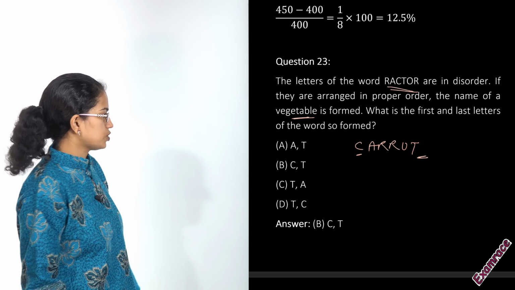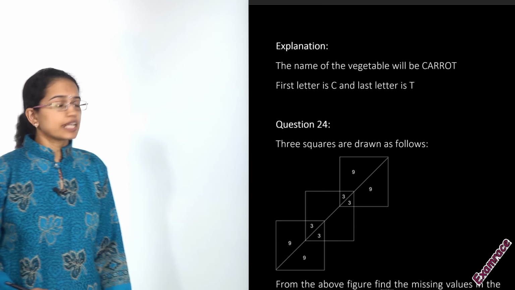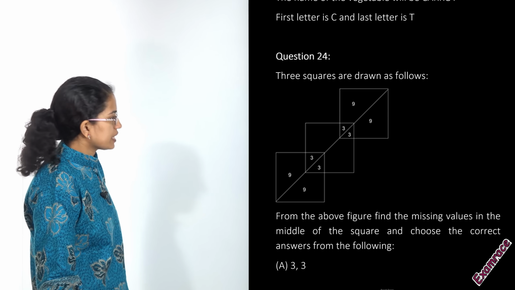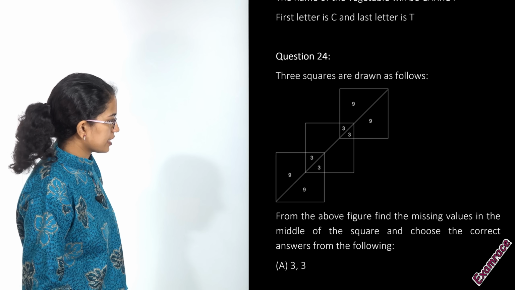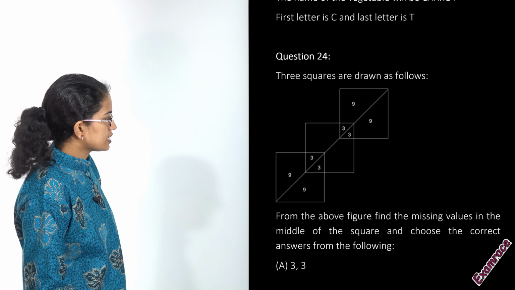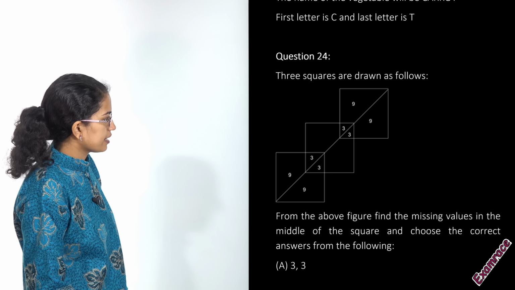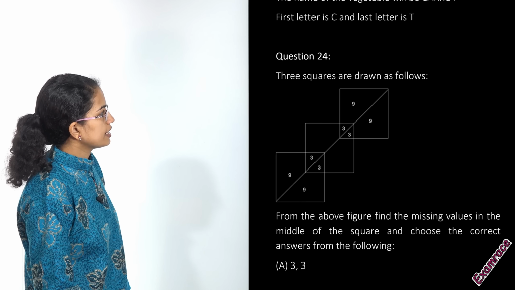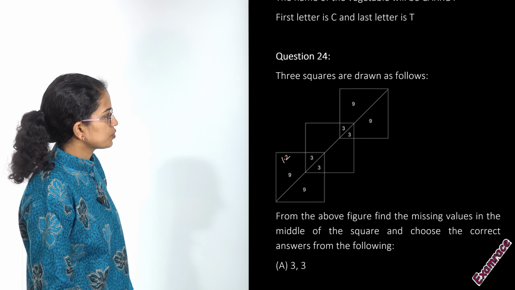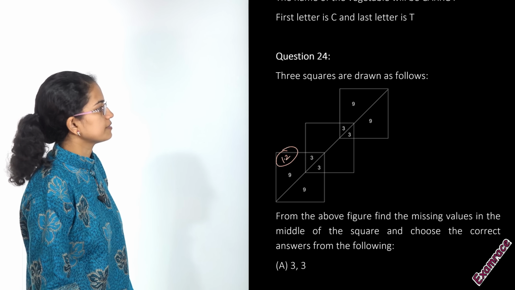Now you have three squares. The concept is very interesting to understand here. With every square you have two triangles across the diagonal. Now for this diagonal, I see this triangle and this triangle, my sum comes out to 12. Similarly, for this triangle, my sum comes out to 12. That means for every triangle, my sum should be 12.